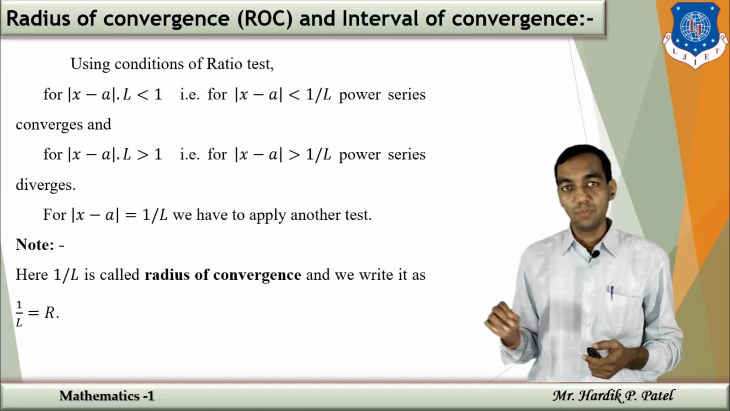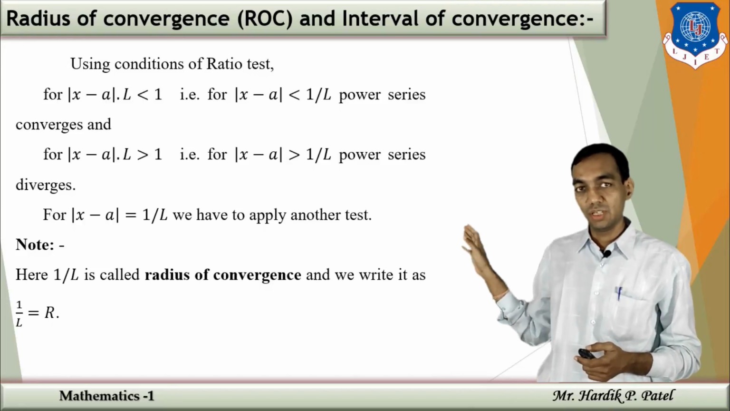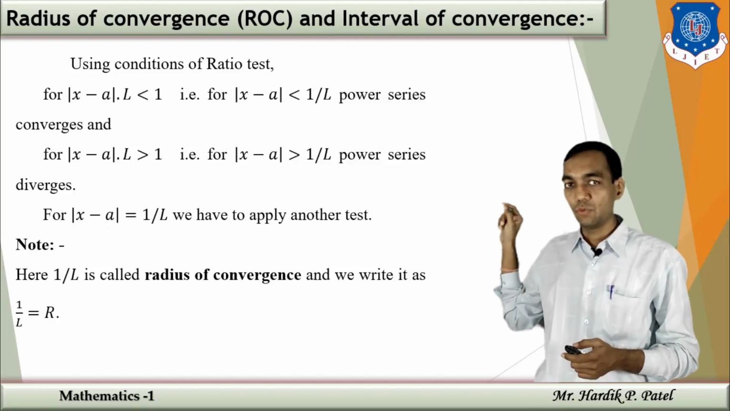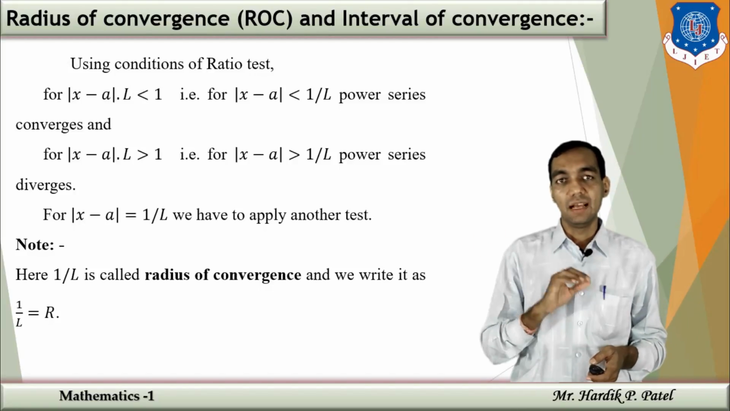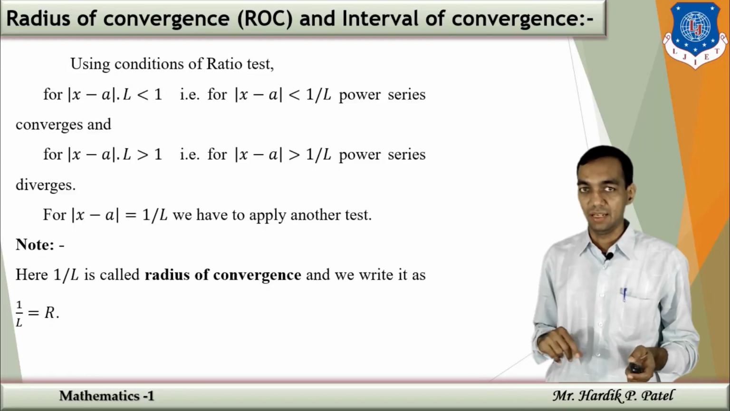Here note that 1 upon L is called the radius of convergence. That means whatever value you get for mod x minus a being less than it, that is your capital R, it is called the radius of convergence, and it is denoted by capital R.